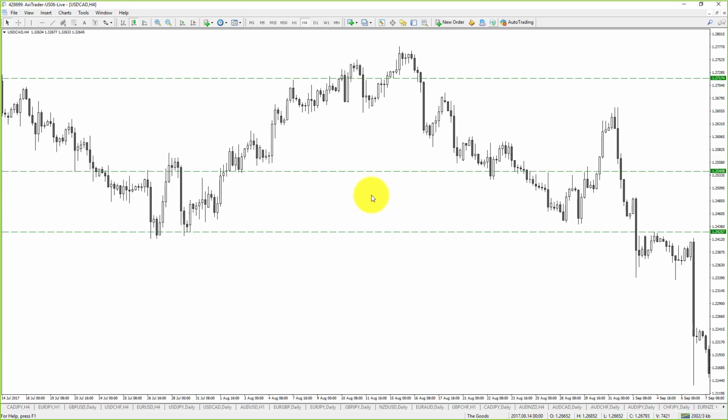The number two method for trading support and resistance is a little bit dicey. The reason why it's dicey is because it typically has a low win rate. However, the good news is with the low win rate comes very high reward to risk. So let me give you an example of one of these.